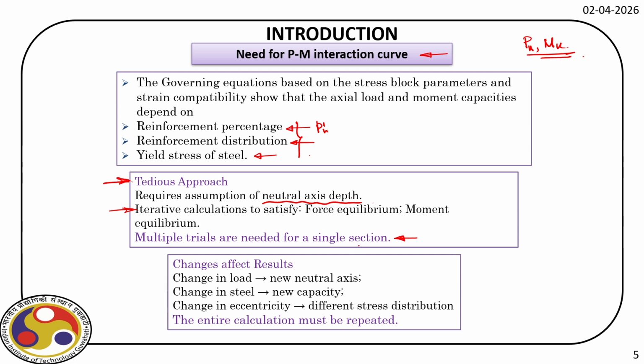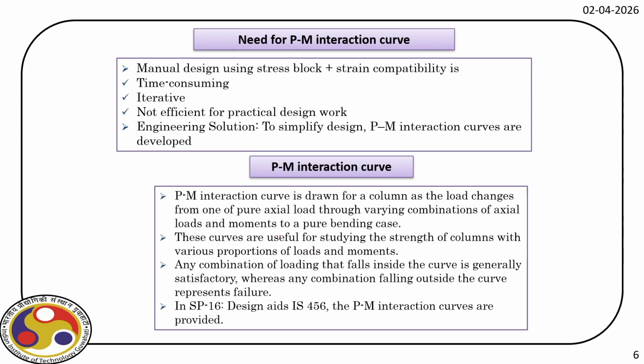Now, the different factors that affect this are basically the load, change in load, change in steel, and change in eccentricity, right? So now, manual design using stress block plus strain compatibility is indeed time consuming, as you saw earlier.